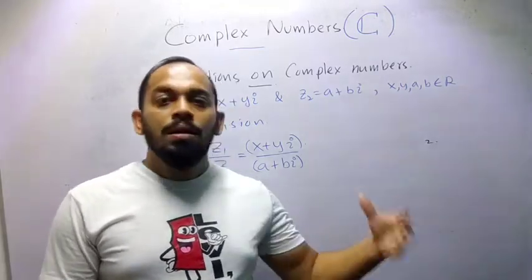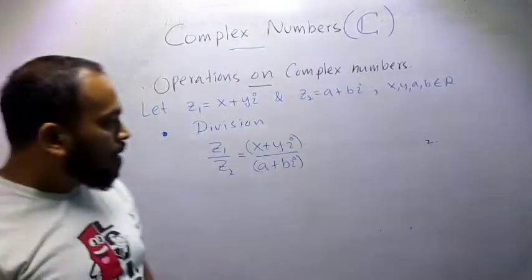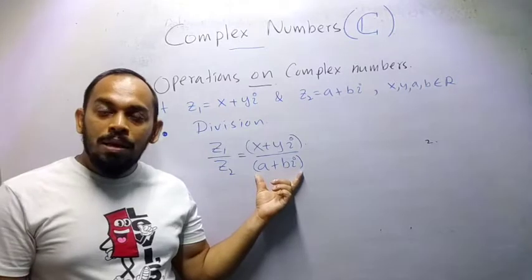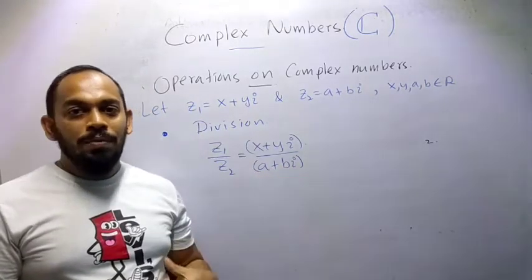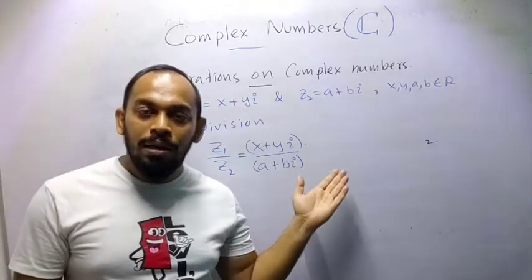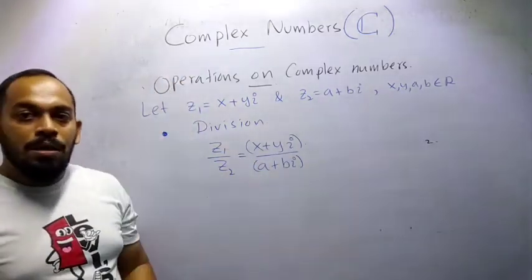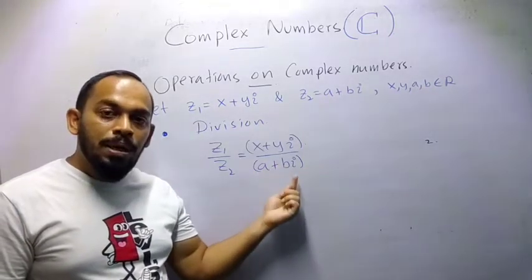So the final result would have a real part and an imaginary part. Now notice here, when it comes to division, you have a complex number in the denominator, right? We didn't have to deal with that up until now with the previous four operations. So this is the first thing you do: get rid of the complex number in the denominator.